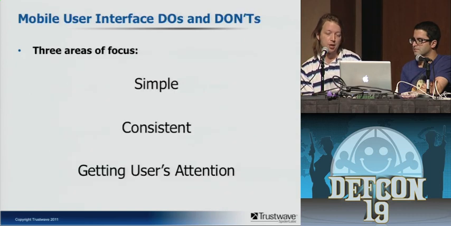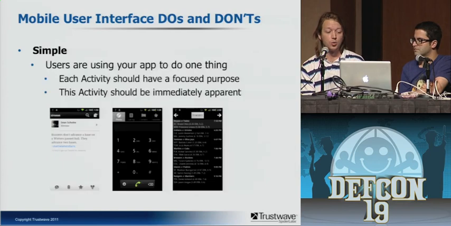So when you're making an app, you want to be simple, consistent, and get the user's attention because you want them to use your app. They open up your app to do one thing at a time and really one thing only. So each screen should be focused on one purpose and just do one thing, and it should be obvious what you're doing. Sometimes you're going to be reading a tweet or making a phone call or looking at sports scores.